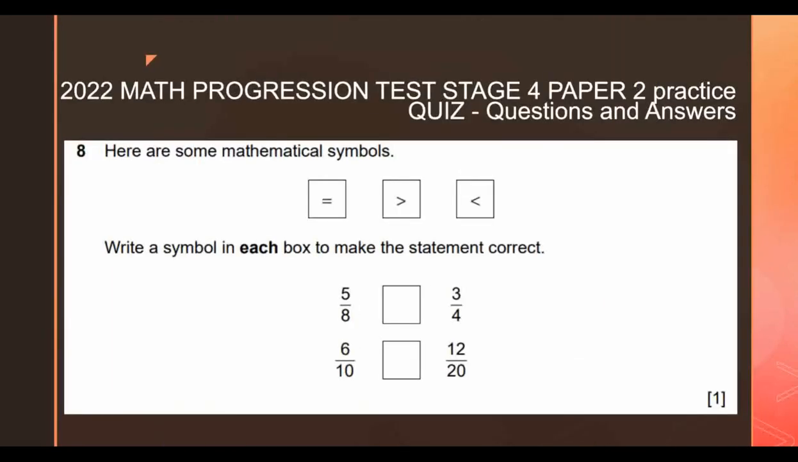Next, question 8. Here are some mathematical symbols: equals, greater than, or less than. Write a symbol in each box to make the statement correct.